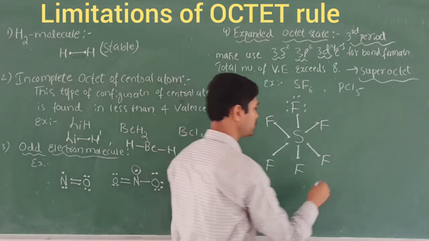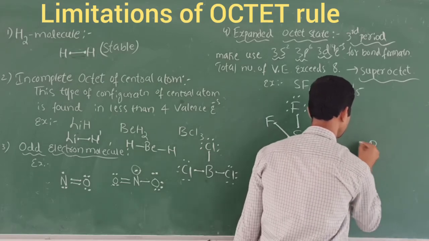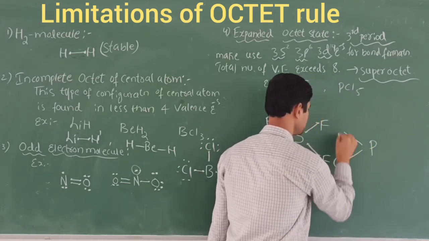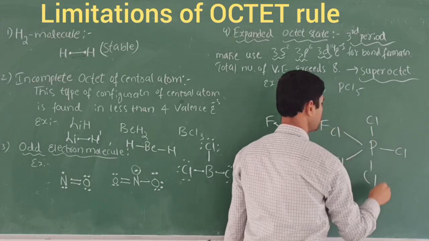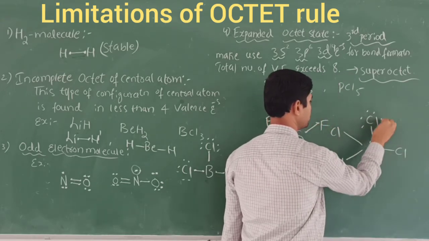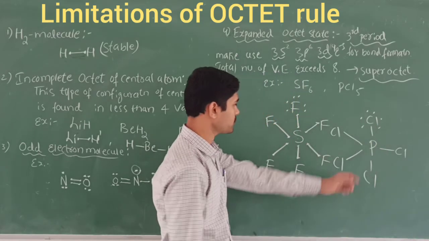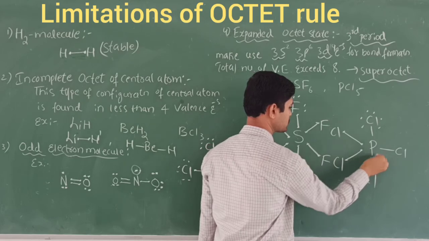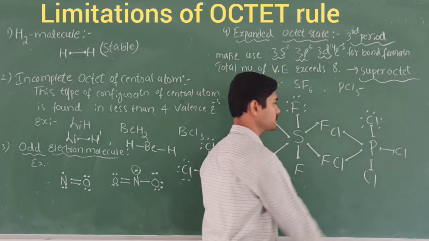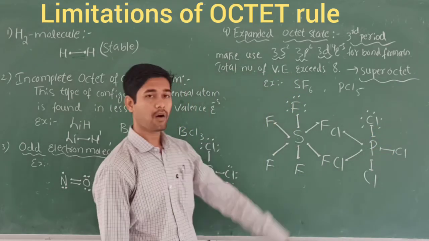What about phosphorus pentachloride? If I take this chlorine, chlorine will have a satisfied octet. What about this phosphorus? 2, 4, 6, 8, 10, like this. So this is called an expanded octet state.